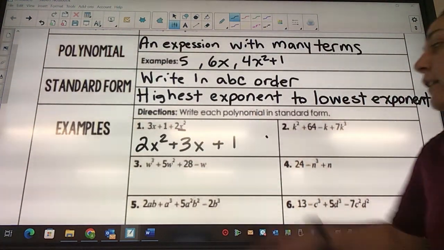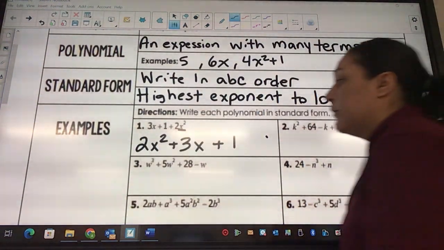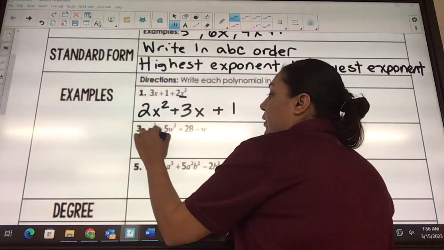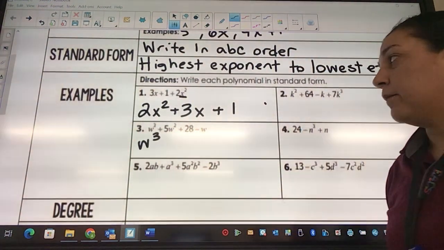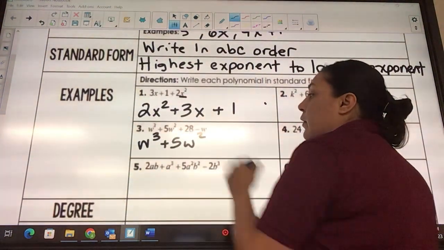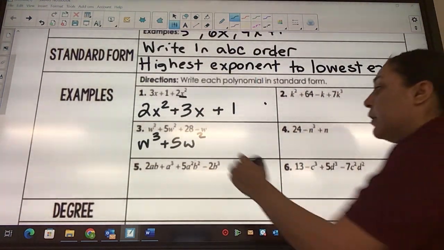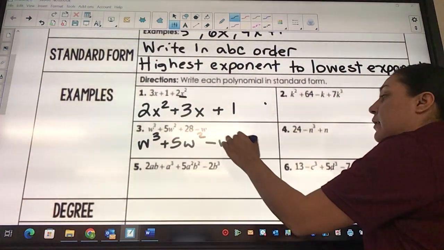If you look at this one below it, which is going to come first? W cubed. Yep, w to the 3rd power. And then what? 5w squared. Then w, and it's a minus w. And then last but not least, our 28.